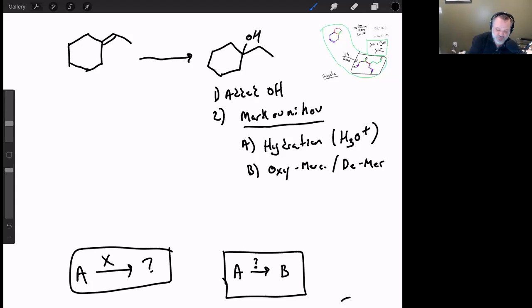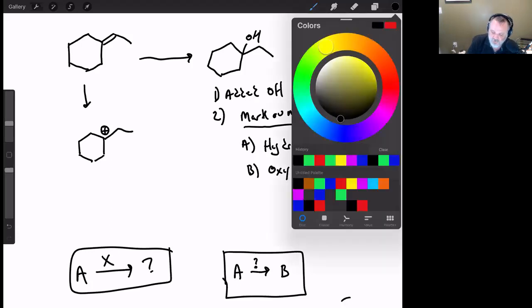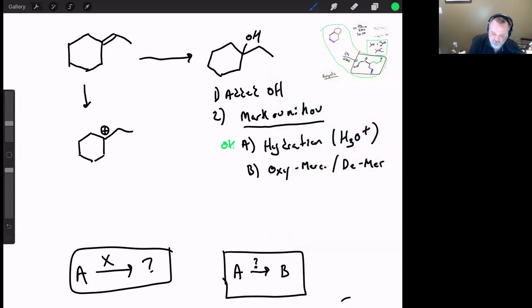In this case, if I form an intermediate carbocation from adding H3O plus, I form it here, and that's already the more substituted location. So there's no problem using acid catalyzed hydration in this example. You could also use oxymercuration, demercuration. That would be a fine answer to this synthesis problem. Remember that in essentially every synthesis problem, there is more than one possible correct answer.